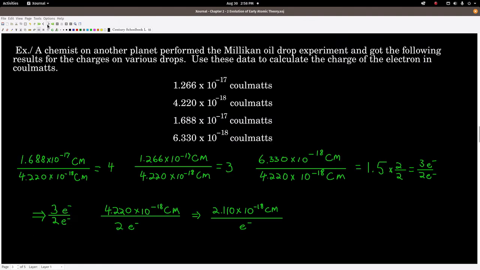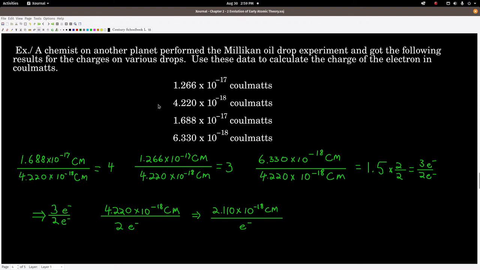All right. Another thing we can do is get the idea of what Millikan was doing, how he did his calculations. So to do this, we'll do an imaginary experiment where, let's say, a chemist on another planet does this same experiment, but on this planet, instead of coulombs, they use coulmets for the basic unit of electric charge. And let's say he gets this data. He finds that in terms of coulmets, the charges on the drops were these four numbers. We can use this to calculate the charge of the electron in coulombs.